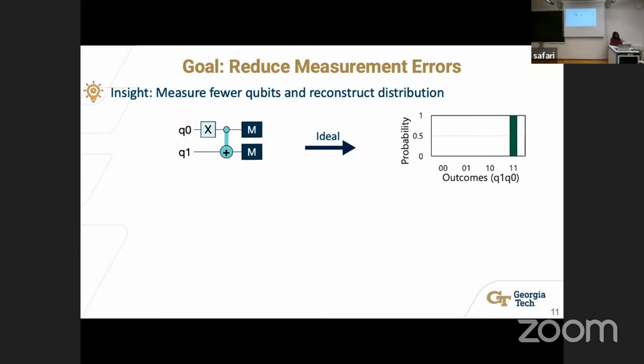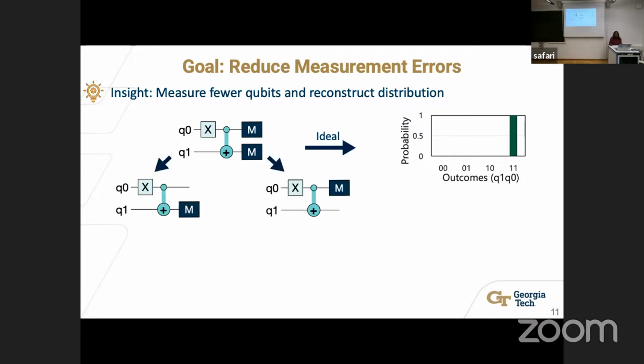If you run that circuit in an ideal setting where there is no noise, the circuit is ideally supposed to produce a 1-1 output all the time. So instead of running this one circuit, you run two different circuits. The computations in both circuits are identical, but what differs between them is that now you measure fewer qubits in each copy, and they're different. In the first copy of the program, you're measuring qubit 1. In the second copy, you're measuring qubit 0.